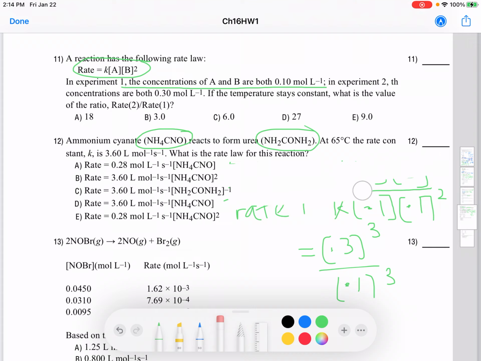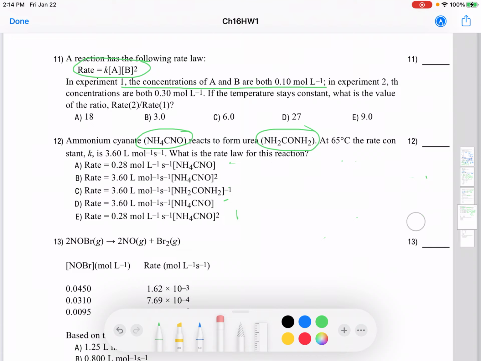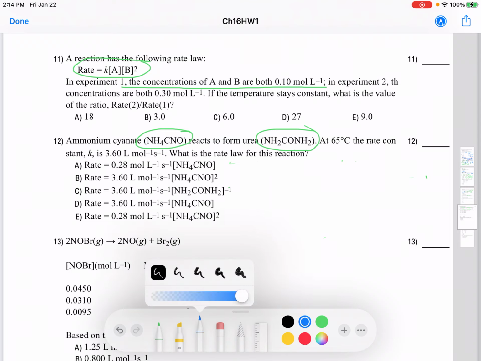Now, it doesn't tell us what the order is, but it gives us the units. Do you see that? It has given us the units. So the units are these values. What you're going to do is refer to the table and find liters, moles per second. What is the order that gives you these units?